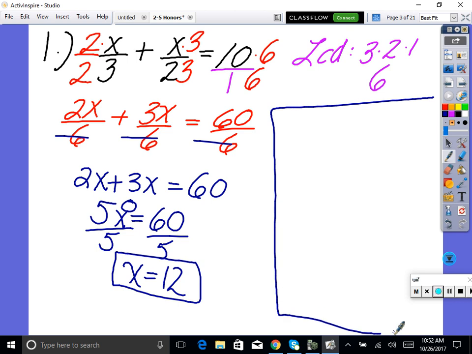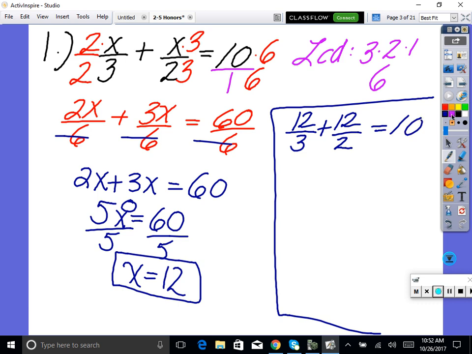For some reason, the hardest part is just checking your answers. Finding the answers is easy. On the test, what people miss is checking the answers. Here we go. Plug it back into the original. So look, 12 over 3 plus 12 over 2, does that truly equal 10? You see, I plugged it into the original.